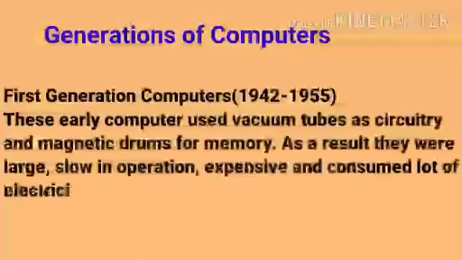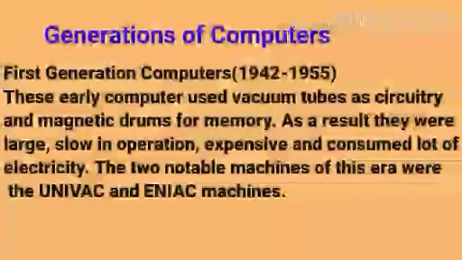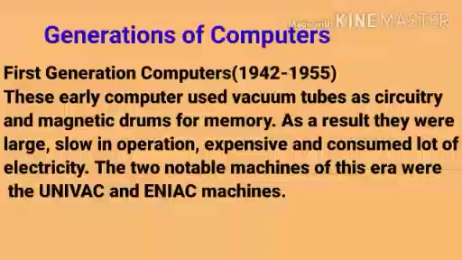Generations of computers. Each generation is defined by significant technological developments that fundamentally change how computers operate. First generation computers, 1942 to 1955. These early computers used vacuum tubes as circuitry and magnetic drums for memory. As a result, they were large, slow in operation, expensive and consumed a lot of electricity. The two notable machines of this era were the UNIVAC and ENIAC. UNIVAC means Universal Automatic Computer and ENIAC means Electronic Numerical Integrator and Computer.